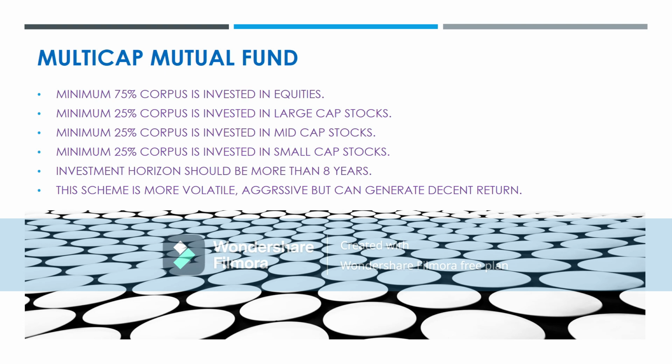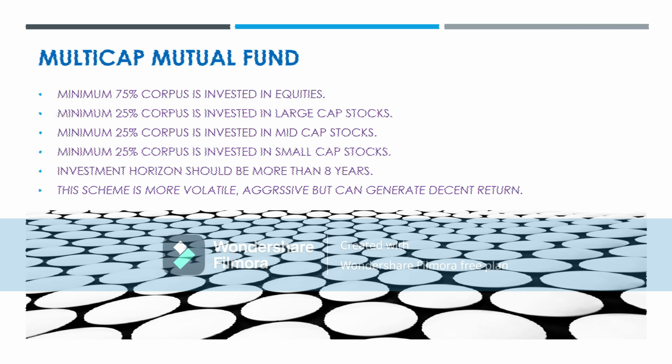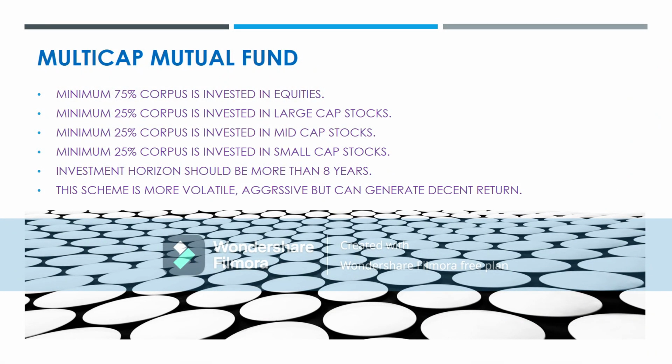Next one is the multi-cap category. In the multi-cap category, condition number 1, minimum 75% corpus is invested in equity and equity related instruments, and number 2, minimum 25% corpus should be invested in each category, like 25% corpus should be invested in large cap stocks, 25% corpus should be invested in stocks of mid cap companies, and 25% corpus should be invested in the stocks of small cap companies. At the most, 50% allocation is allowed to large cap stocks.